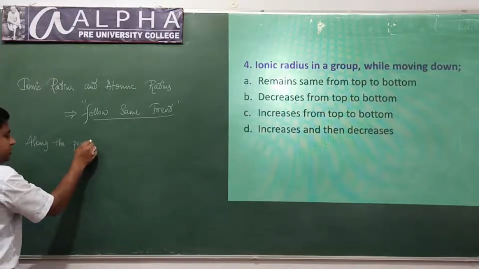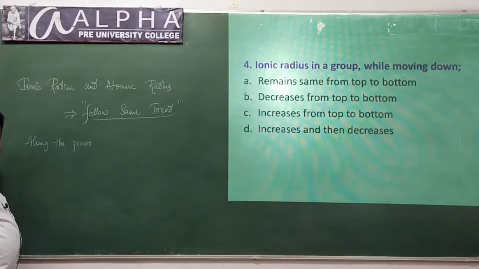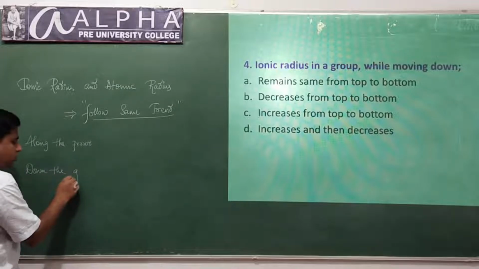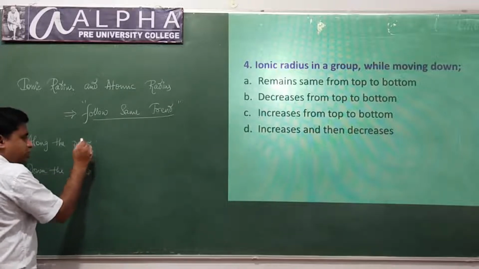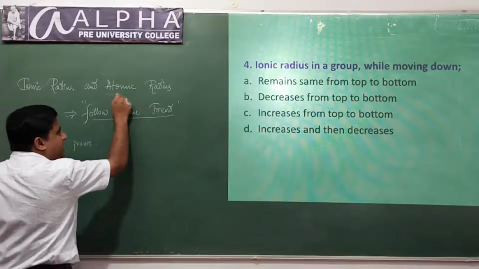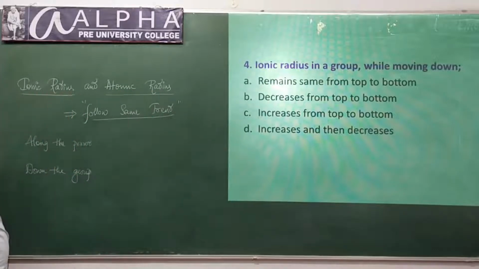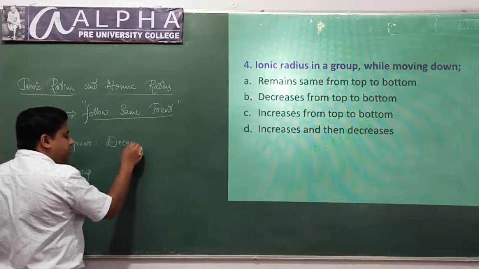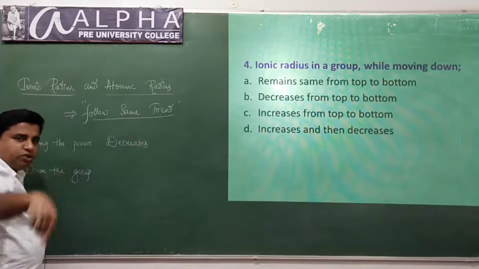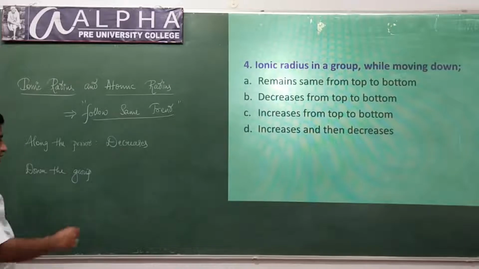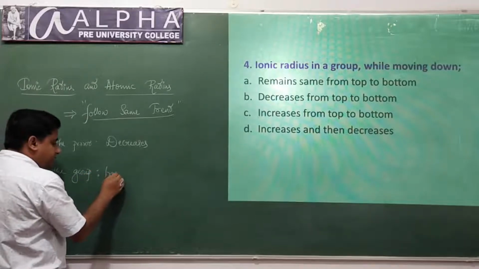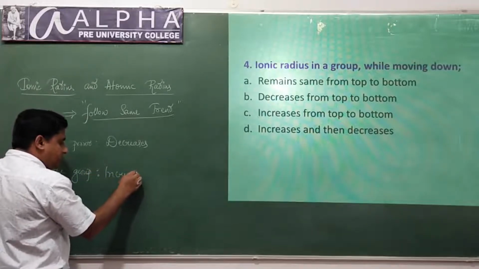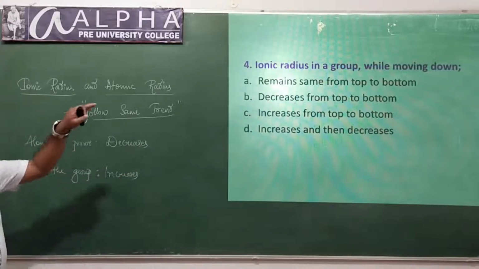How does ionization enthalpy, atomic radius and ionic radius vary along the period and down the group? We know that along the period, both atomic radius as well as ionic radius decrease, whereas down the group, atomic radius and ionic radius increase. Okay, so down the group means from top to bottom.